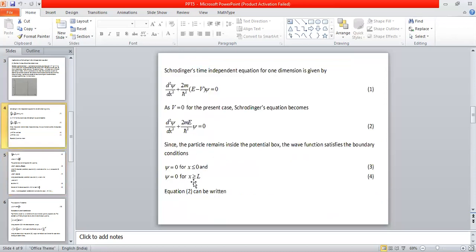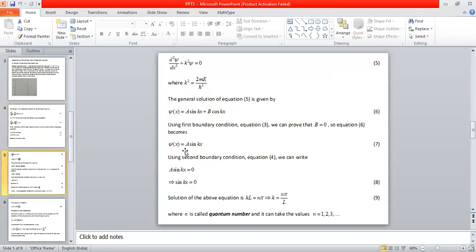Psi is equal to 0 for x is equal to L. We can also use the greater-than condition, but anyhow, for the present situation, we have to use psi is equal to 0 for x is equal to L. If you substitute this second boundary condition, equation 4, in equation 7, then we are going to get a sin kx is equal to 0, which implies that sin kx is equal to 0. And since x is equal to L, we can substitute L in the place of x.